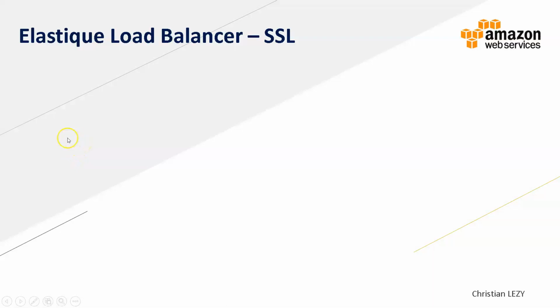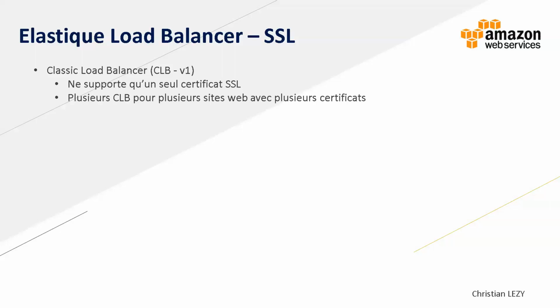Now about Elastic Load Balancer and SSL. Here we're going to talk about all our load balancers. So we have the CLB, which is version 1. It only supports one SSL certificate, and if you want to publish several websites, we'll need several CLBs with several certificates for each website.